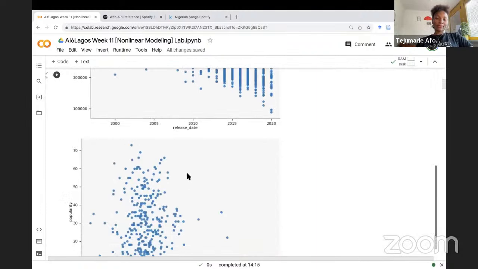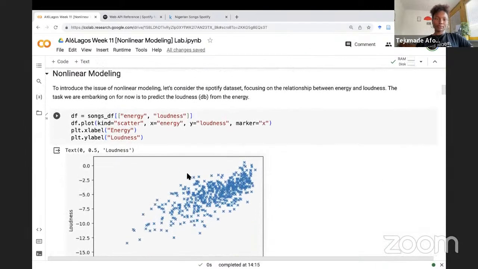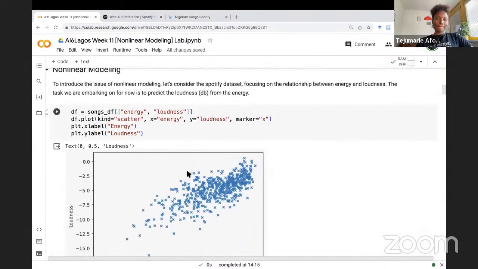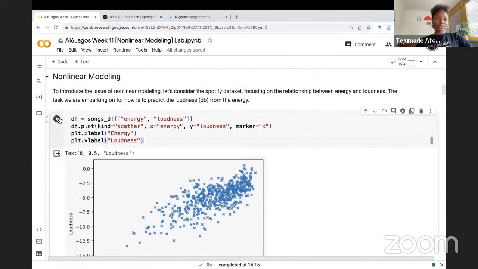Any comments so far before we keep going? Okay. Looks like there is nothing to add. So let's run this cell here.